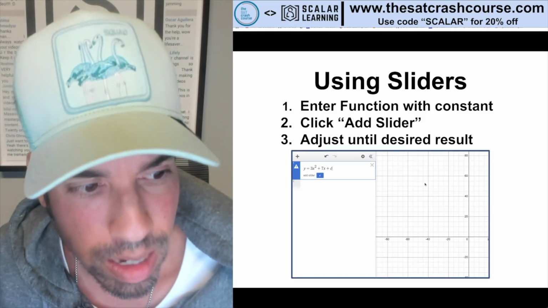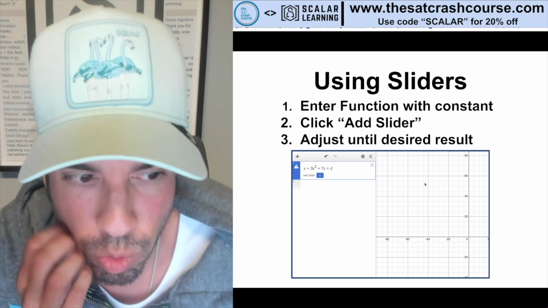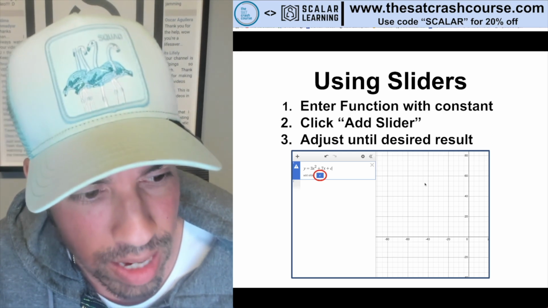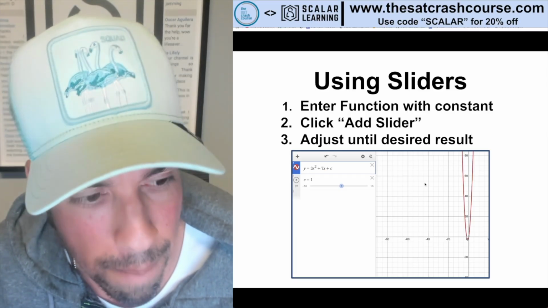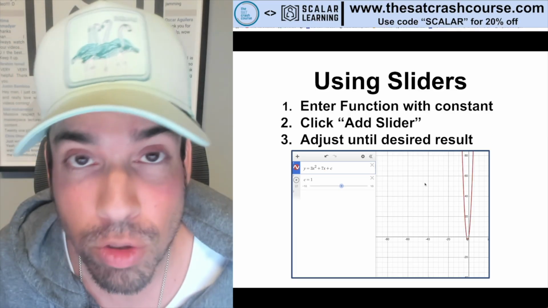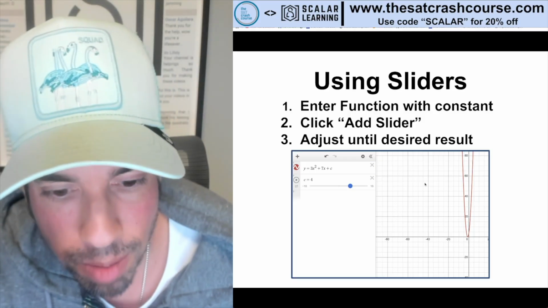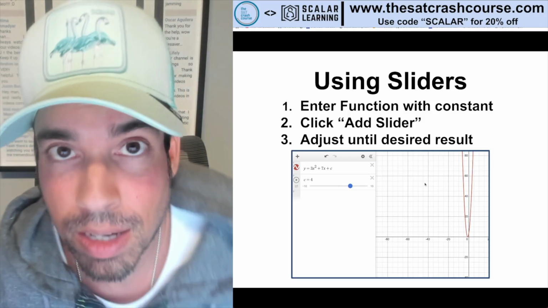So as an example here, I typed in y equals 3x squared plus 7x plus c, and it even prompts me. It says add a slider. You click that button right there. You click that little c, and boom, it shows up. And then you can slide it left and right and modify it. Here's an example where I slid it up to 4 and it slightly modified the function.